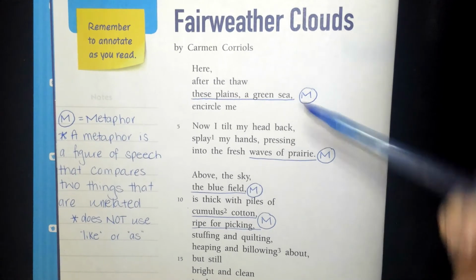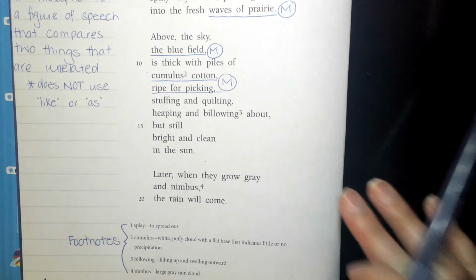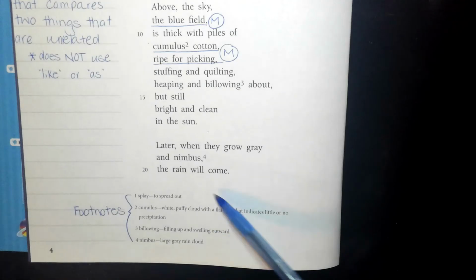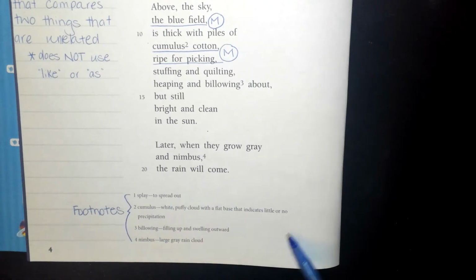So here is my poem, and at the bottom here are my footnotes. I've labeled them for you. And they call them footnotes because they are at the foot of the page. Think about where your feet are on your body. They're at the bottom of your body. So the footnotes are at the bottom of the page.